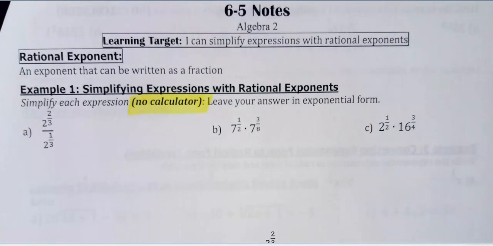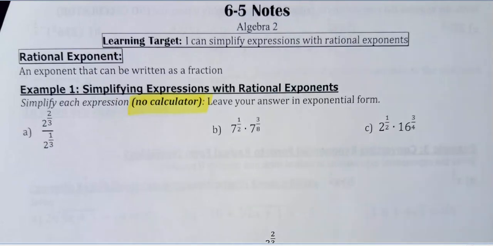Okay, so what we're working on today is actually just exponent properties again, which we've been doing all throughout this unit. But all the exponents today are going to be what they call rational exponents. Rational is just a fancy word for fraction. So that's all this says at the top, an exponent that can be written as a fraction. So the same rules apply. What we're looking for is like bases.